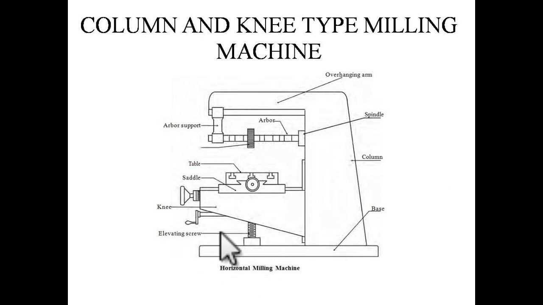And here you have an elevating screw. The purpose of the elevating screw is for the up and down movement of the knee. And over the knee you will have a saddle, and this saddle will give support to the table, and the table will give support to the workpiece.